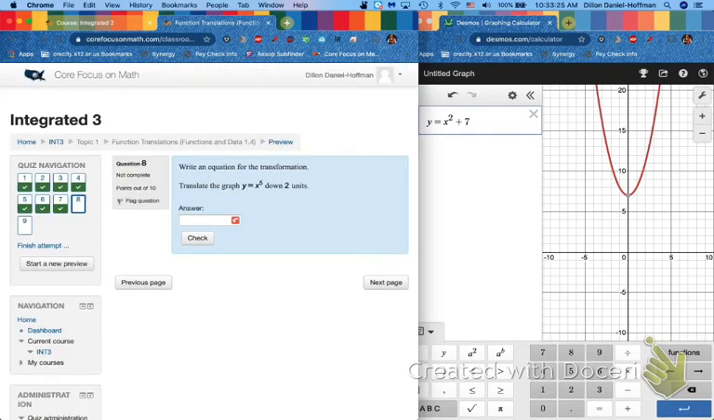And the last two, little challenging problems at the end of the assignment. We're going to write an equation for the transformation. Translate the graph y equals x to the 5th down 2 units.